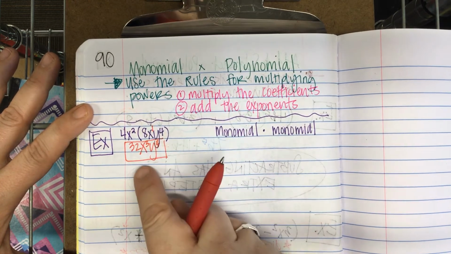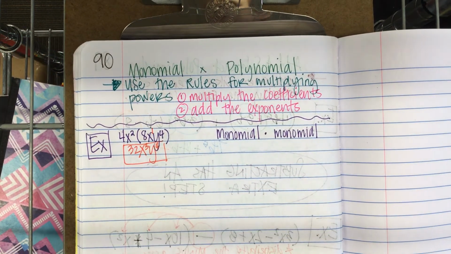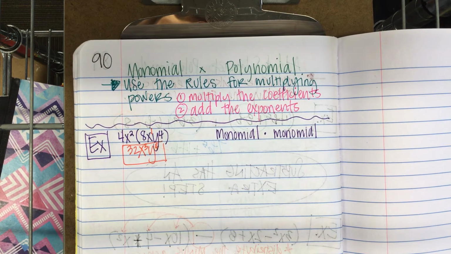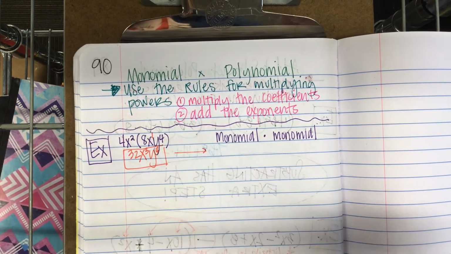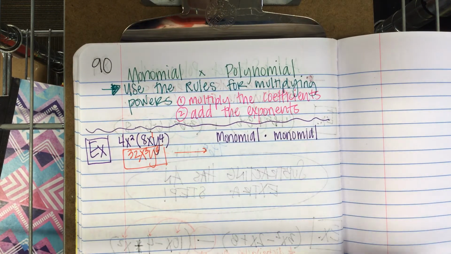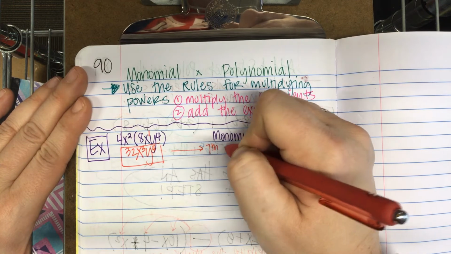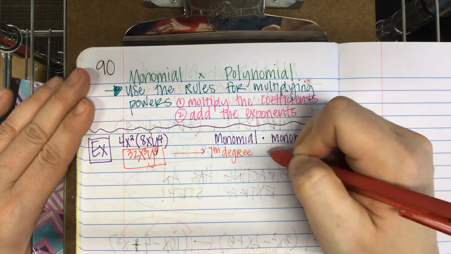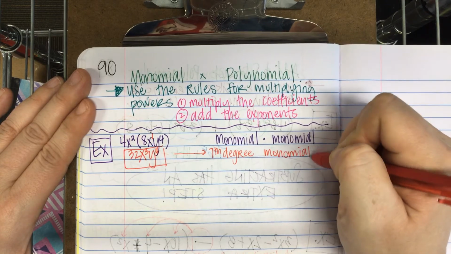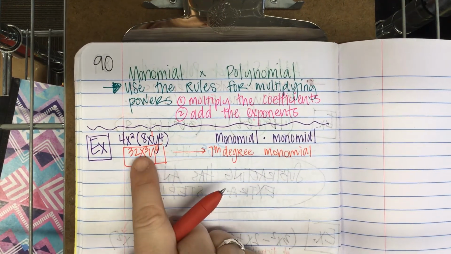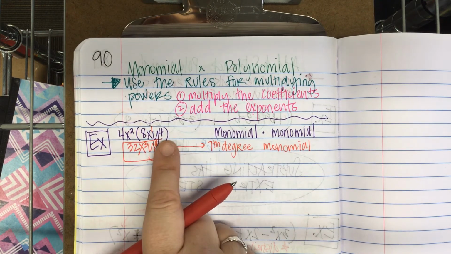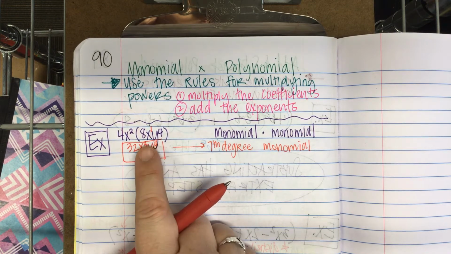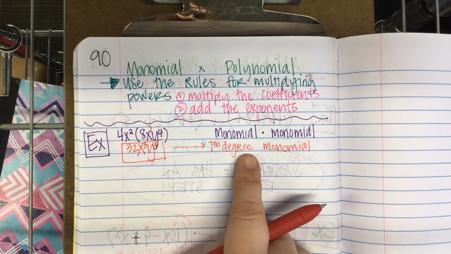Because that y has to come along with it, right? It doesn't disappear. Because that's an x and not a y. You have to only combine like variables, right? And if I wanted to name this, just for some extra practice, this would be a 7th degree monomial. Because this is one term, and in a term you add the exponents together. 3 plus 4 would make it 7th degree.